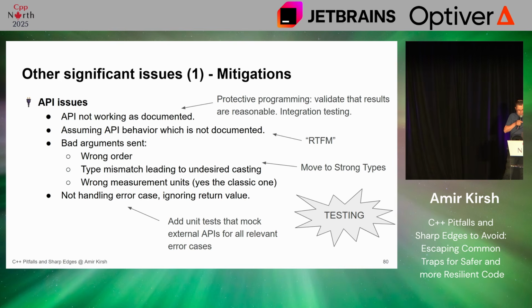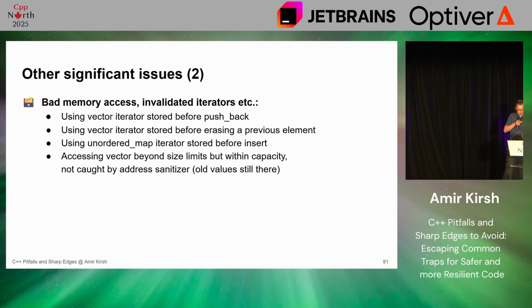Mitigations, we said testing, add unit tests, read the manual, and defensive programming. Other significant issues: bad memory access, invalidated iterators. For example, we hold an iterator to a vector and then we call push_back and then we use the iterator, right? We don't do that, but somebody else in our company does that occasionally. And the sanitizer may find it, but the sanitizer may not, by the way. Let's assume that we run a test. Again, the scenario is, we take an iterator from a vector, we hold it, we call push_back. Now push_back may be beyond the capacity, then there is a new allocation and the iterator is invalidated, right? And we now hold an invalidated iterator and we try to use it.